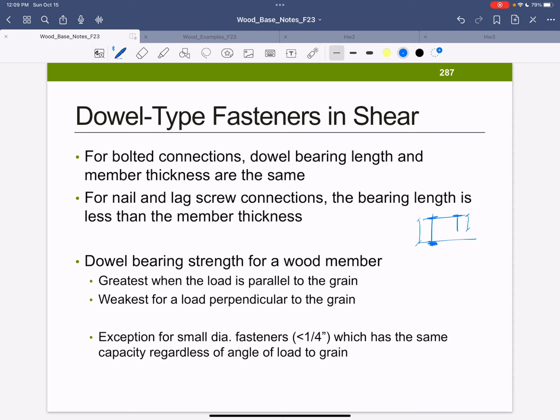The bearing strength is greatest when the load is parallel to the grain and weakest for load perpendicular to the grain. So that's nothing new. Small diameter fasteners have the same capacity regardless of the angle of load to the grain. They're small enough that they're not actually putting that big a hole in the member.